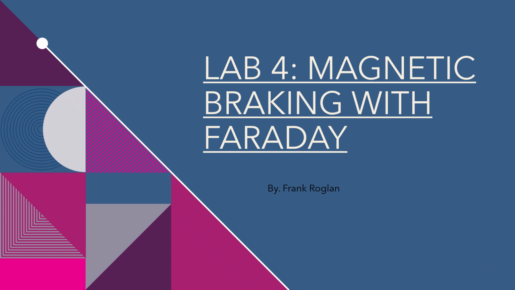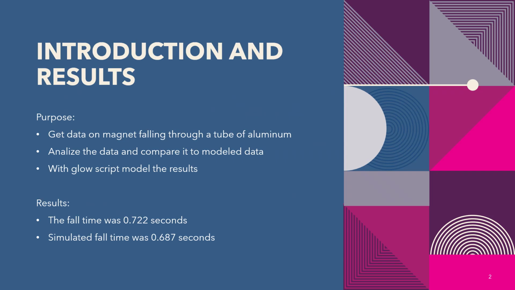This is Lab 4, Magnetic Braking with Faraday by Frank Rogalon. The point of this lab is to get data on a magnet falling through an aluminum tube. Then it is to analyze this data and compare it to a computational model using the known parameters within the lab. And then it is to model it using GlowScript to see a visual representation and a graph.